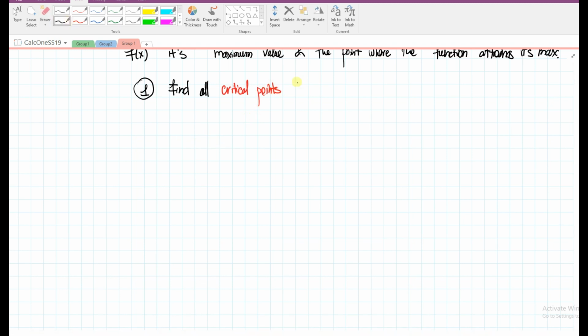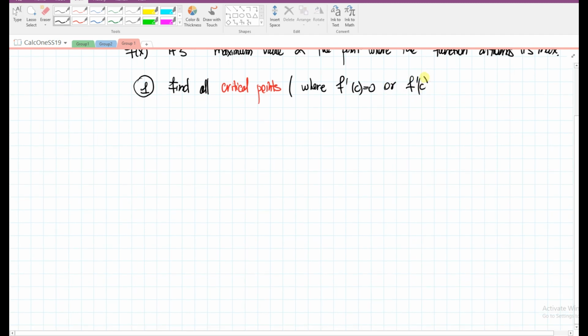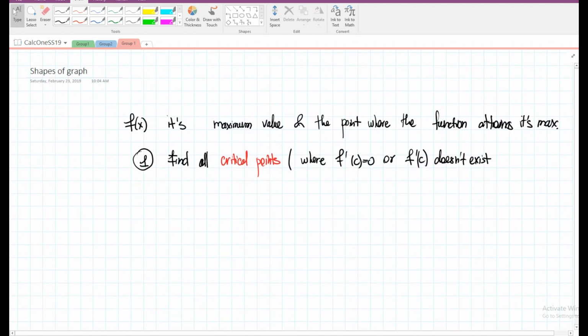So what are those critical points? Where the derivative is equal to 0, or the derivative does not exist, right? Or on the borders of the interval.